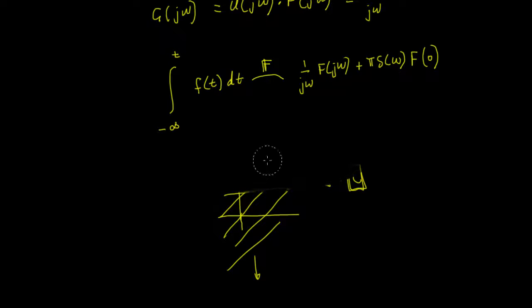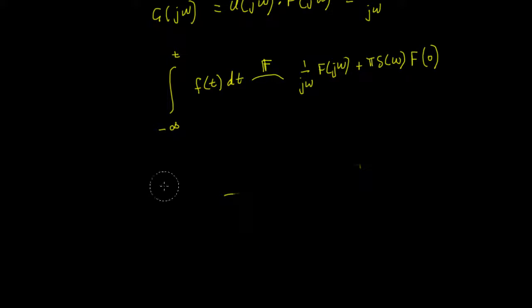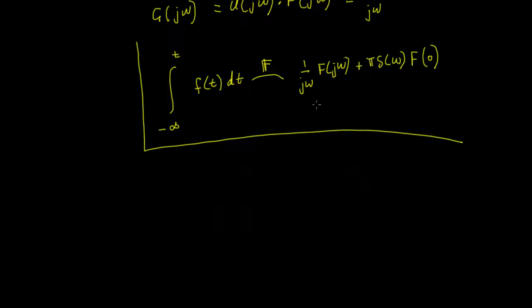Now that's what the pi delta omega f of 0 is. Okay, so in effect, in electrical engineering, it would represent a DC term. So that is what we were looking at there.